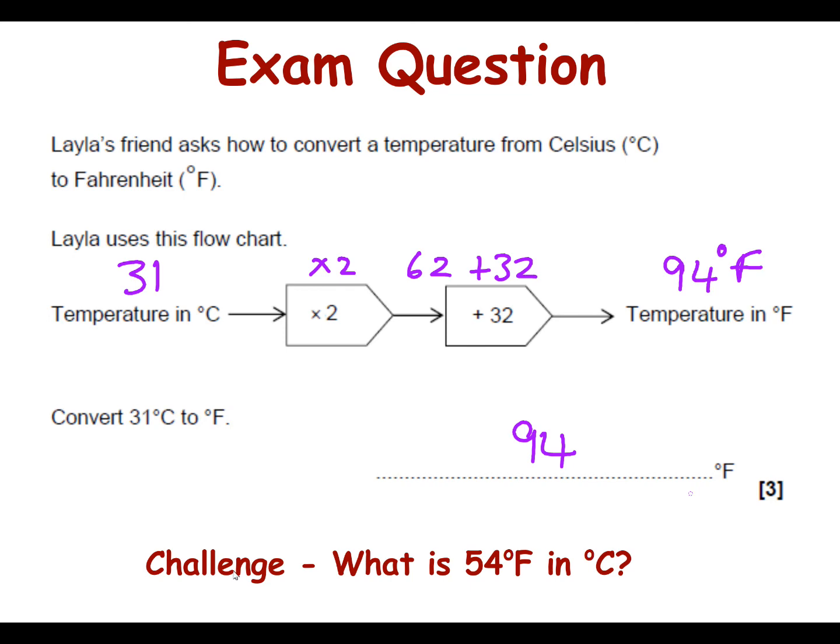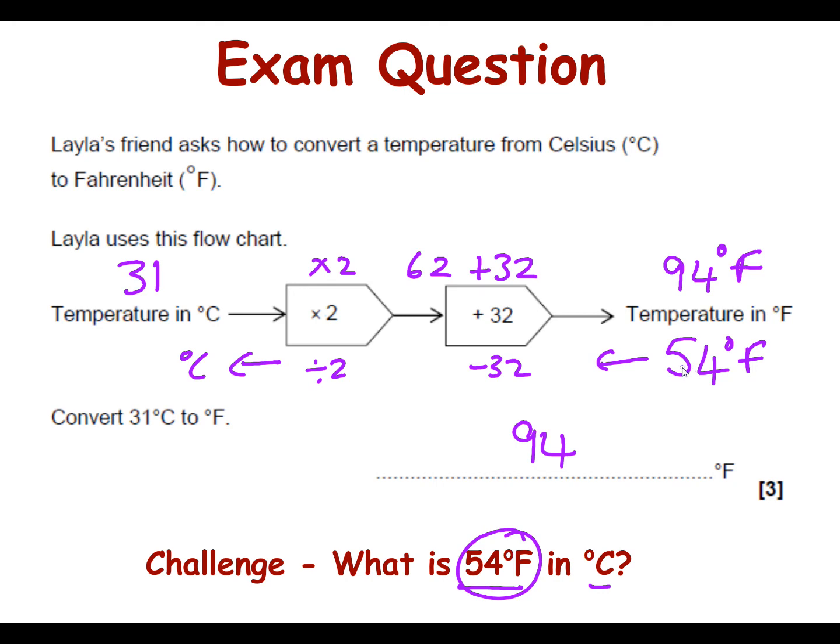Now, let's work out the challenge answer. So what is 54 degrees F in degrees C? So we've been given something at the right-hand end of our flow diagram, 54 degrees F. So we're going to come back the other way, and we need to do the opposite to get our degrees C. So I've got 54 and I need to subtract 32. So that is 22. 22 divided by 2 is 11. So 54 degrees F is 11 degrees C.